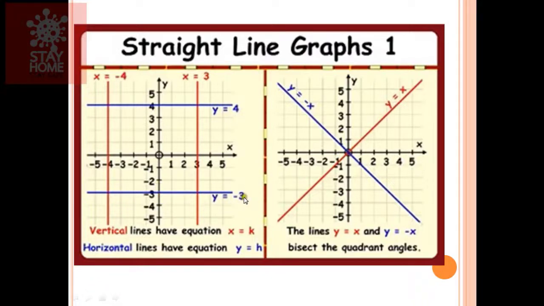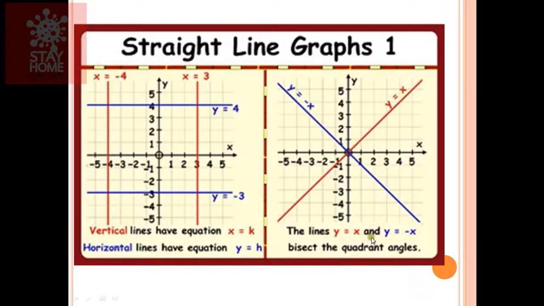So for all the values of x, y is minus 3. So that's why this is parallel to the x-axis. This is called zero slope but straight line. This is parallel to the y-axis, and this is parallel to the y-axis, but straight line. Vertical lines have equation x is equal to k. Horizontal lines have equation y is equal to h. k and h are any constant numbers.